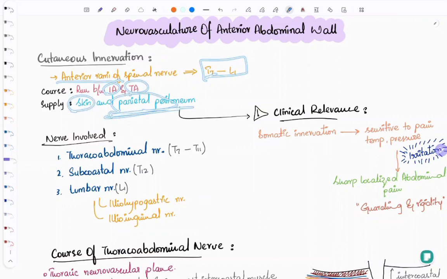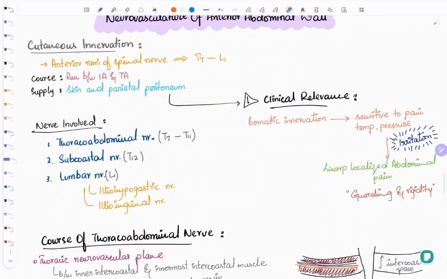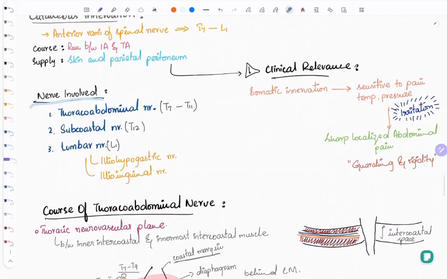The clinical relevance of the parietal peritoneum is that its somatic innervation makes it sensitive to pain, temperature, and pressure, and when irritated, it results in sharp localized pain, which is often termed guarding or rigidity. The nerves involved include the thoracoabdominal nerves T7 to L1, the subcostal nerve T12, and the lumbar nerve L1, which later divides into two, the iliohypogastric nerve and the ilioinguinal nerve.